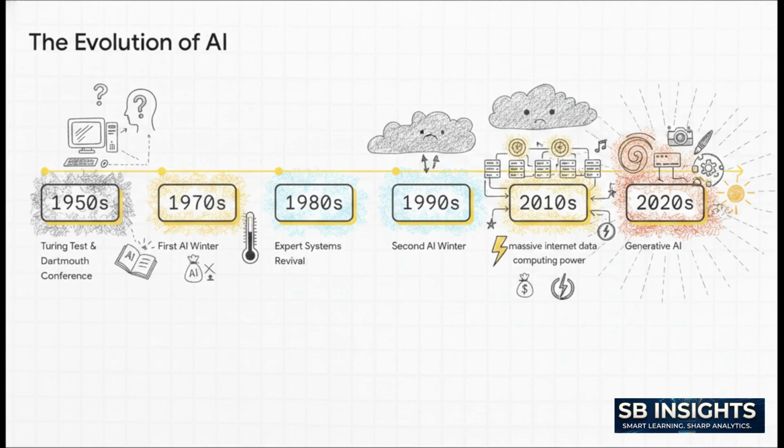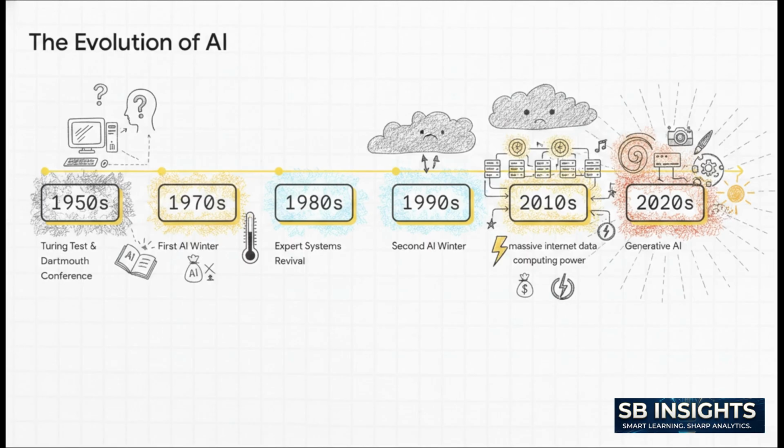These periods are known as AI winters. See, early researchers made incredibly ambitious claims, basically predicting human-level intelligence in just a few short years. But the reality? Early computers were just way too slow and ridiculously expensive. When those sky-high expectations outpaced the actual results, funding from governments and corporations just completely froze.